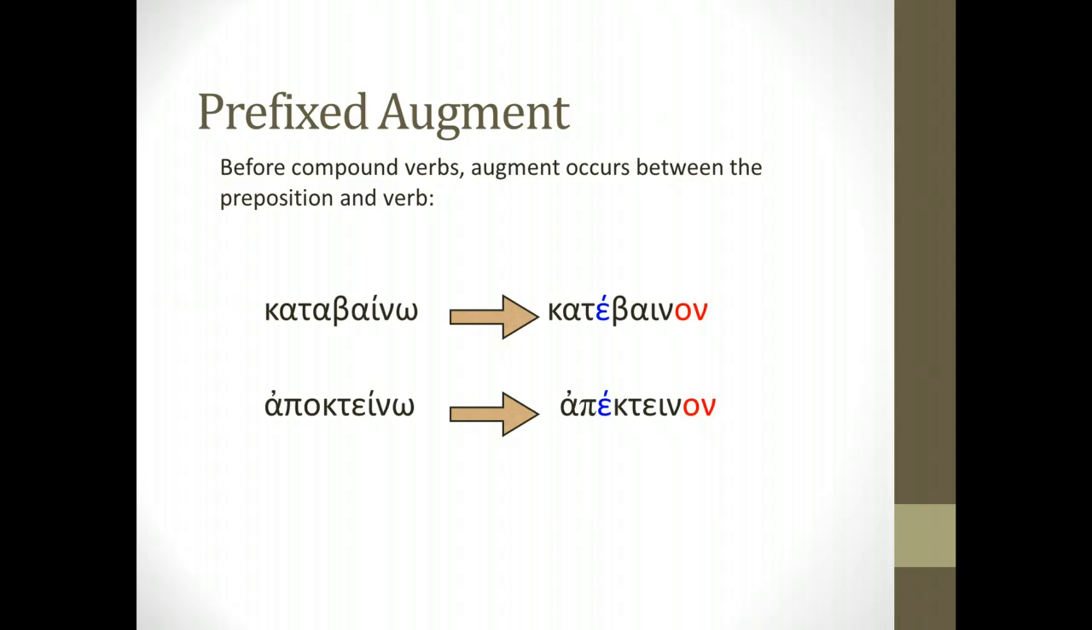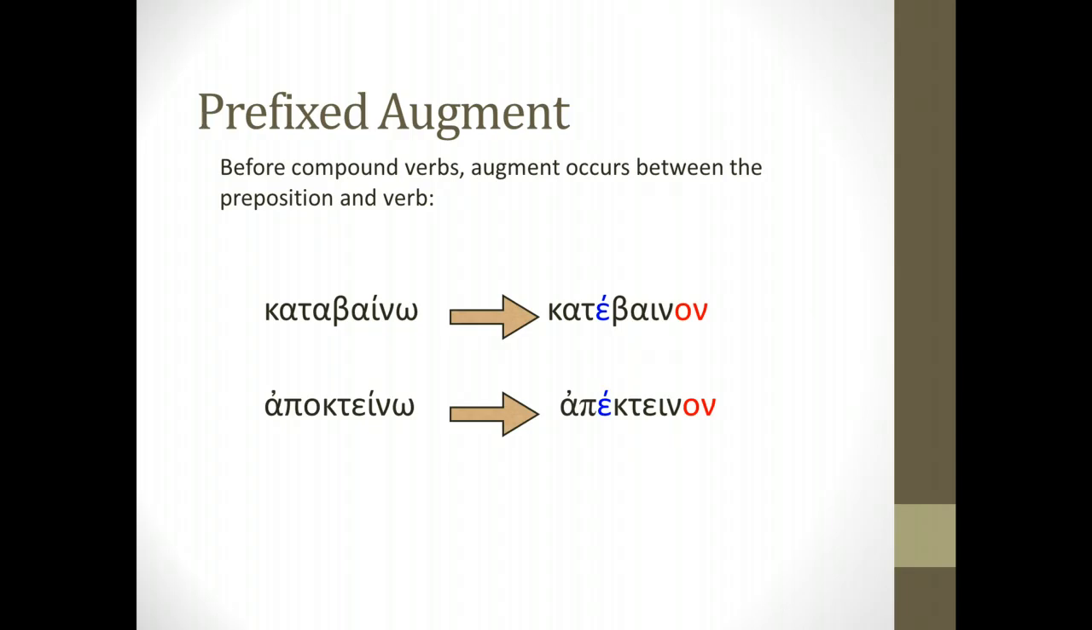The same thing is taking place here with apakteno. We do not lengthen the alpha on the front of apakteno because the actual verb that is appearing here is kateno. All right, kateno. And so what happens is it becomes epakatenon. So just keep in mind that when you do encounter a verb that is a compound verb with a preposition, the prefixed augment appears at the beginning of the verb, not the preposition.